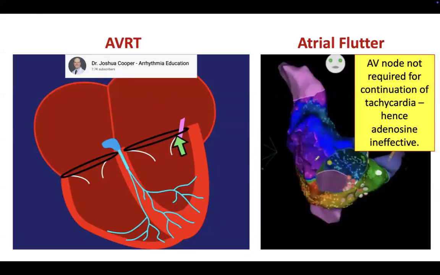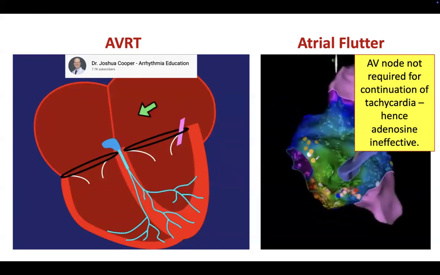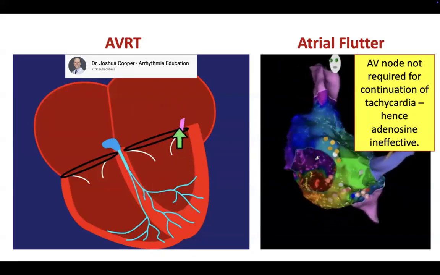So when you block the AV node, you just see the flutter waves without termination of the atrial tachycardia.